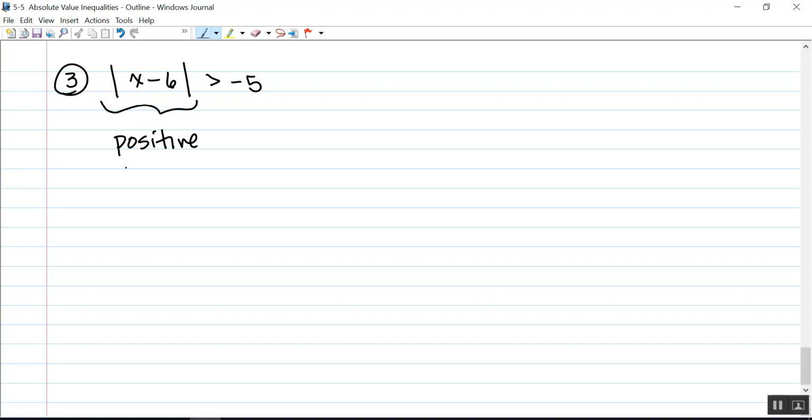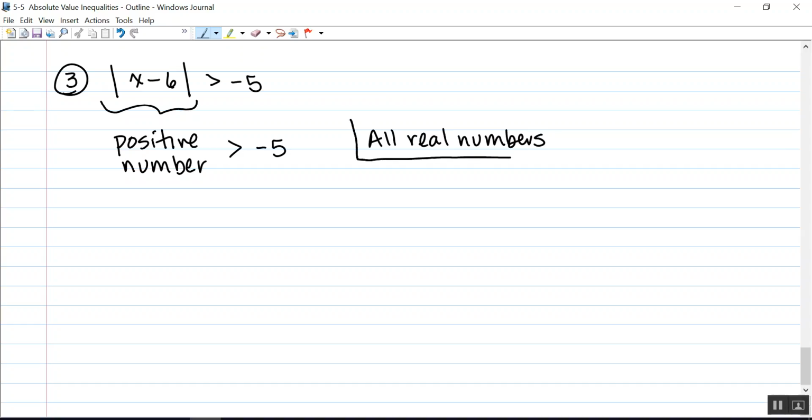Okay, so no matter what I put in for x, I subtract 6 from it, even if I put in a negative number for x and subtract 6 from it and get another negative number, the bars are going to turn it positive. So is a positive number greater than negative 5? Well, yes, every positive number is greater than negative 5, so the answer to this is all real numbers. I can put in anything for x and it will always be true.